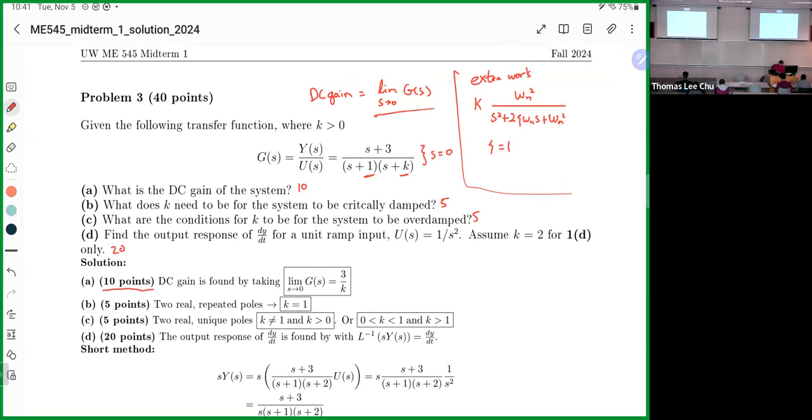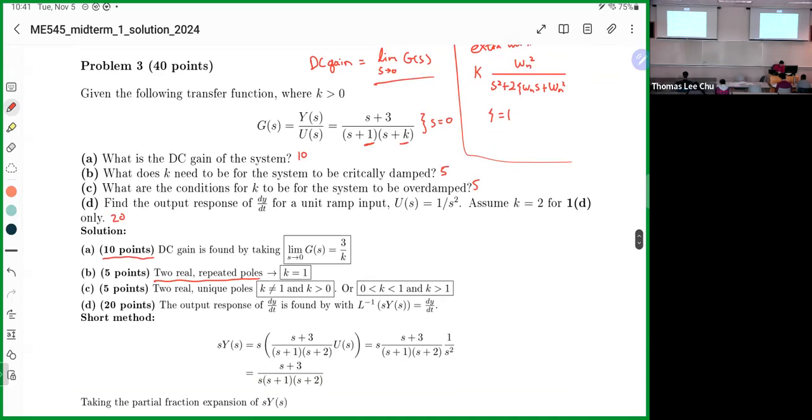All we want to do is apply the definition, two real repeated poles. So we have a pole at -1. So then k has to be equal to 1 for a pole to exist at -1. So you don't need to even show any work. If you just write -1, I know that you understood the question.